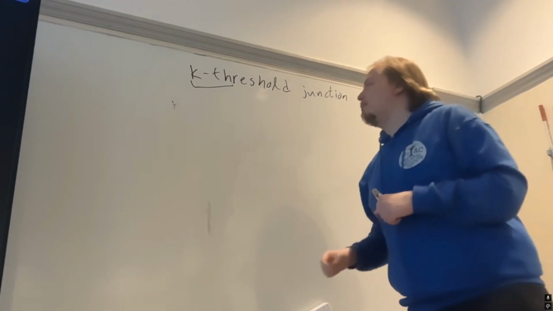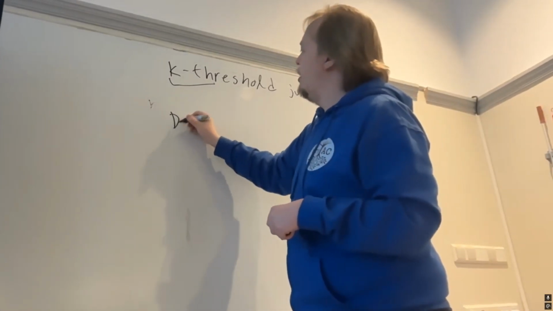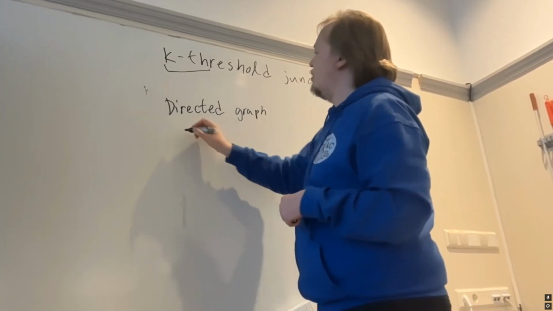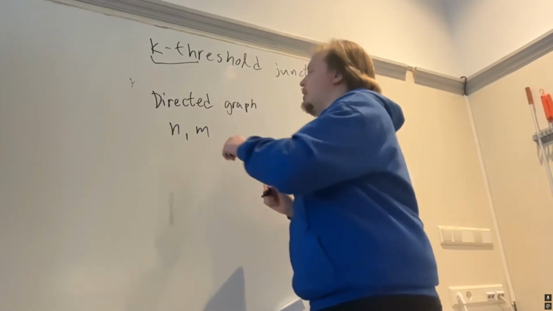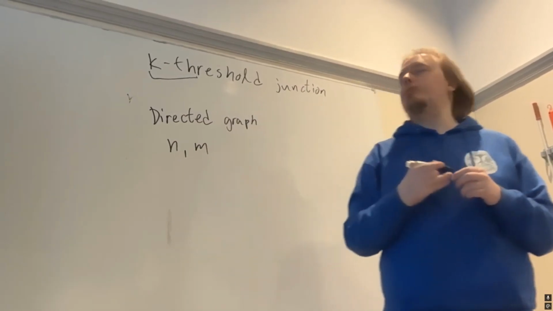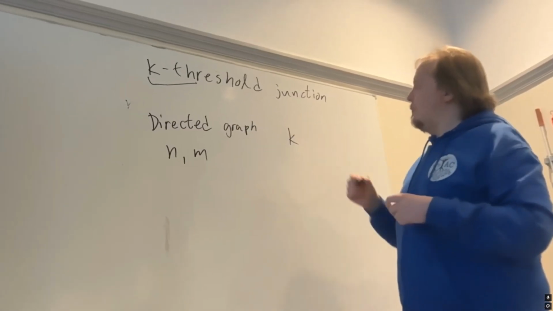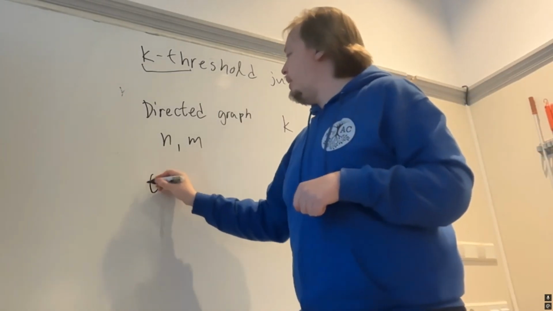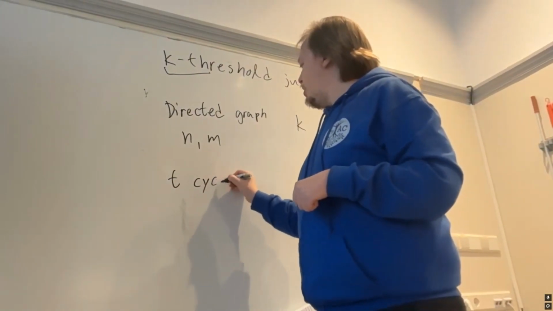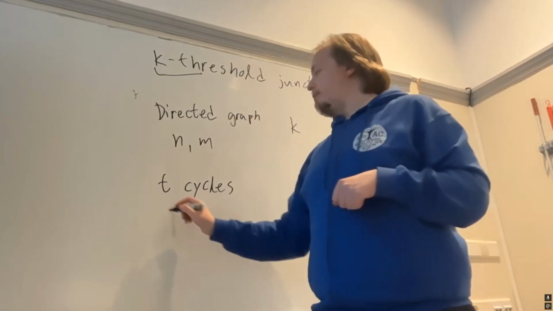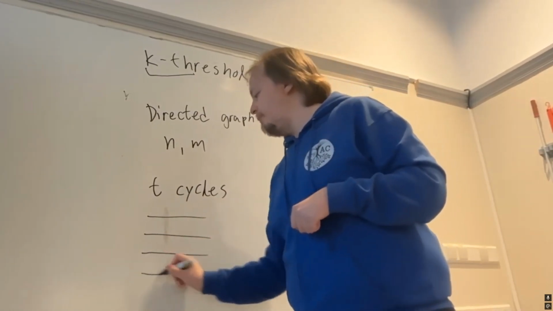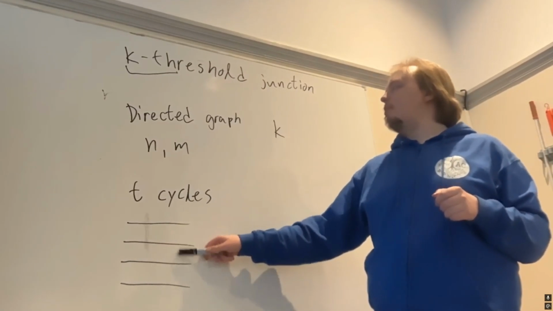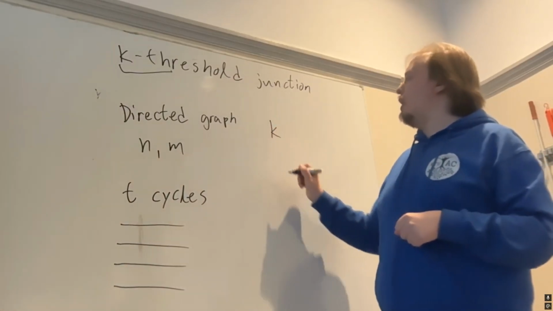But anyways, in this problem, you're given a directed graph. Just your typical directed graph. It has nodes, it has edges. It's guaranteed that there are no multi-edges, no loops. You're also given a number K, and on top of this, a list of T cycles. These are simple cycles in the graph. And the question is, does this list contain all simple cycles of length smaller or equal to K?